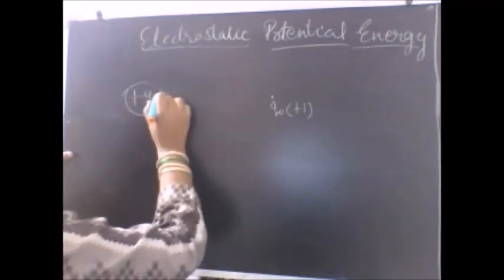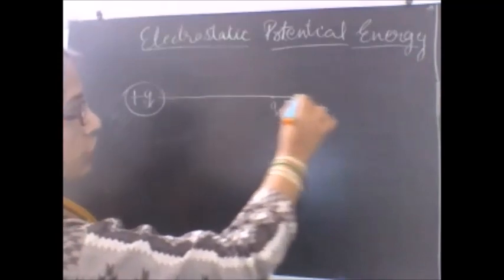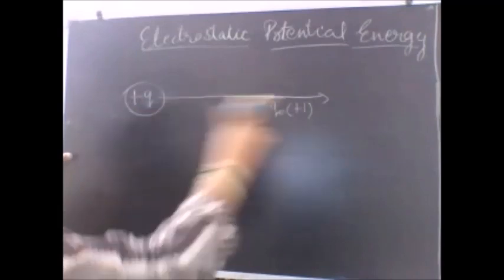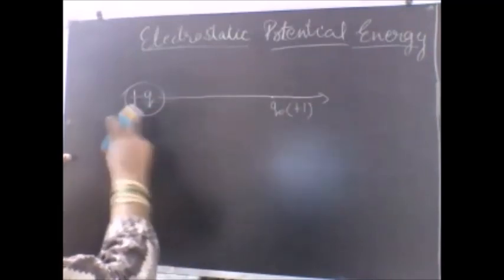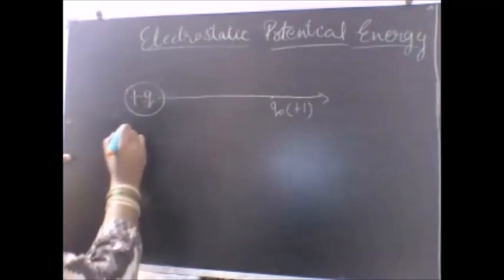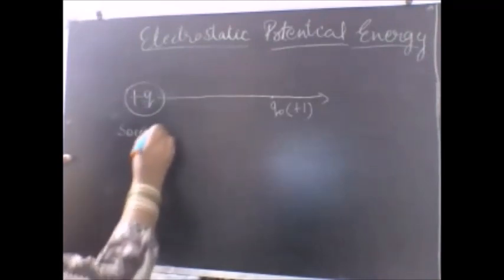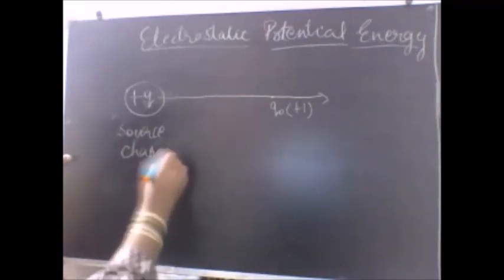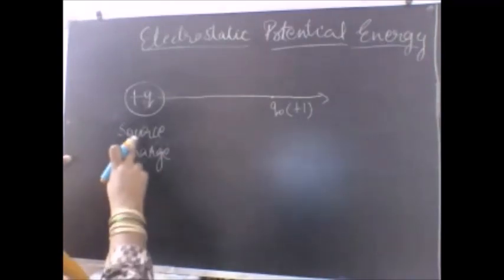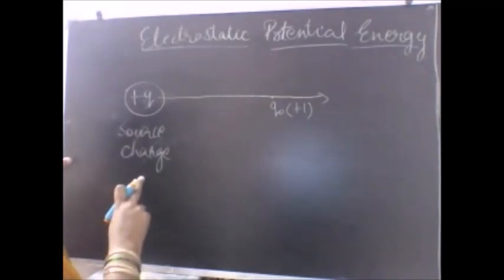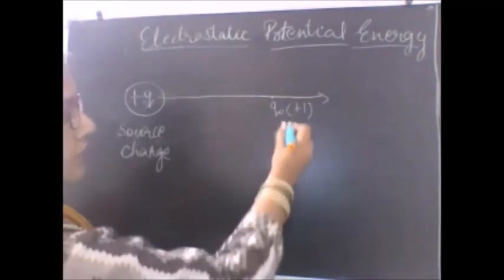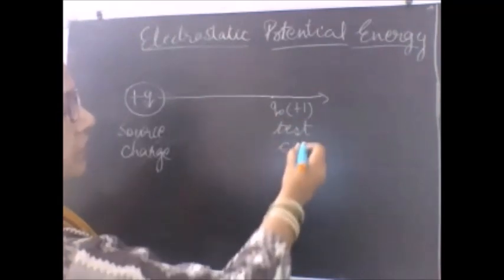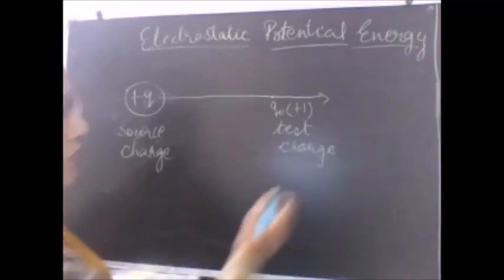That means this charge has a tendency to repel the Q naught charge, and this actually is the electric field line also of this charge. I am calling this charge initially the source charge, because it is the source of electrostatic force, or I can say it is a source of electric field. Q naught I am going to call the test charge, because it is the charge which is going to test whether there is an electric field or not.